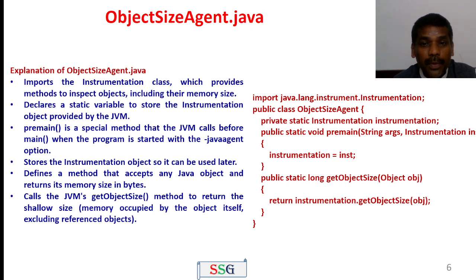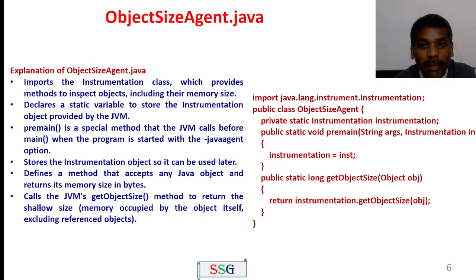The first line: import java.lang.instrument.Instrumentation. What's the purpose of this? It imports the Instrumentation class, which provides the methods to inspect objects, including their memory size. This is a main import file. The next one declares the static variable to store the instrumentation object provided by the JVM.